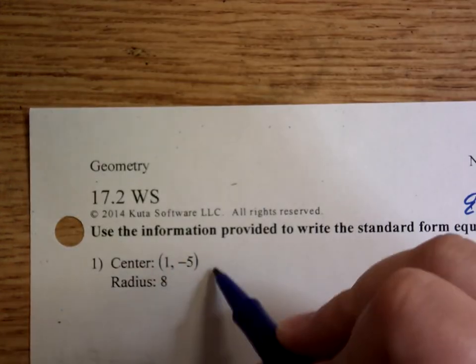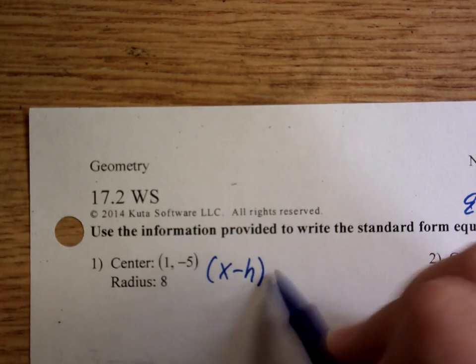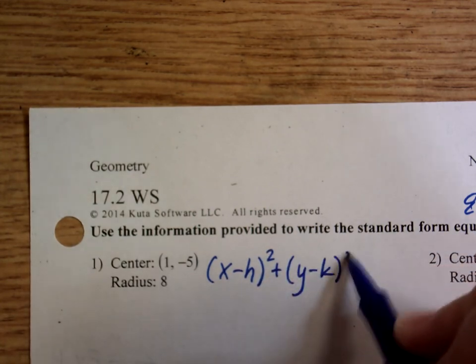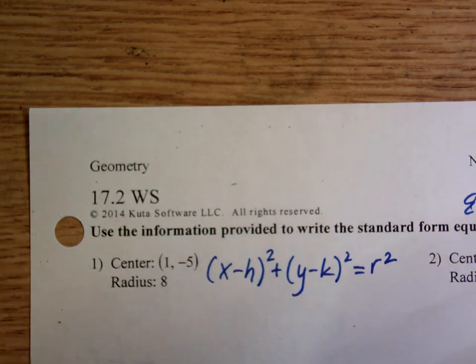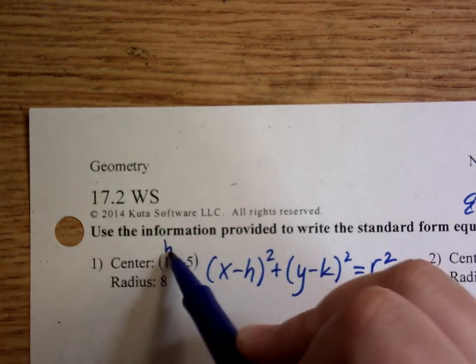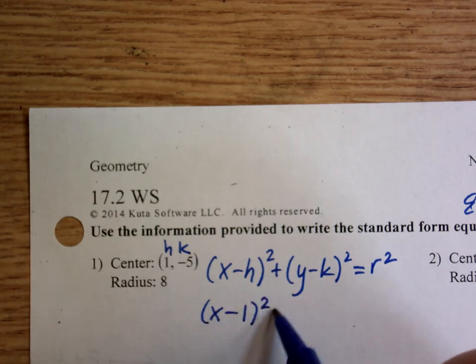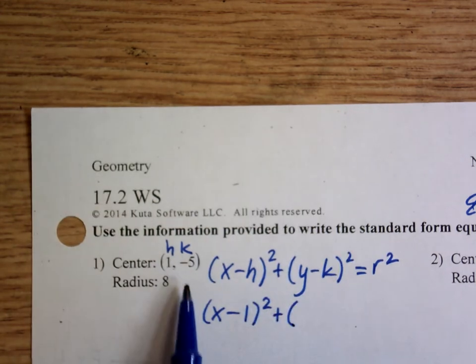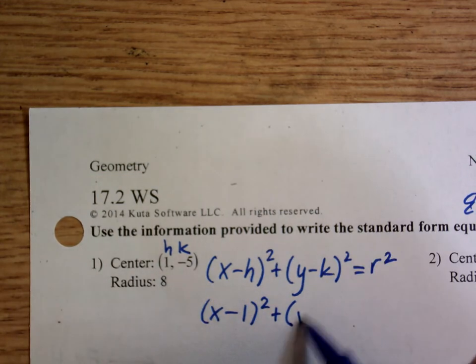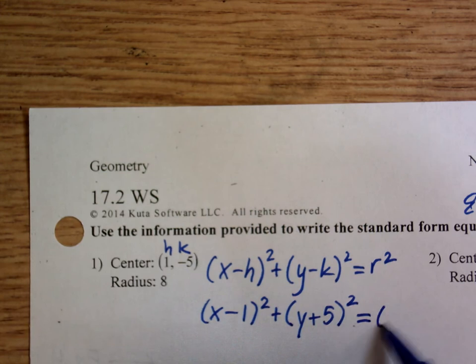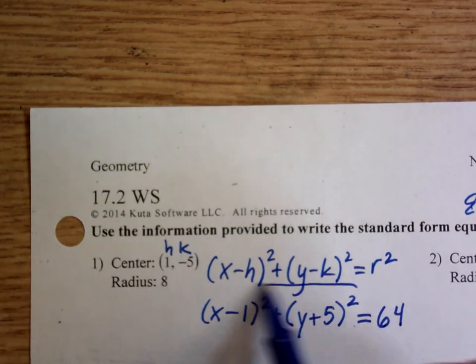All right, number 1, I'm just plugging into this form. This is my standard form of the equation. Plugging in the center, which is h, k, so x minus 1 squared plus y minus a negative 5 becomes y plus 5, and r squared is 64. And there's my answer to number 1.